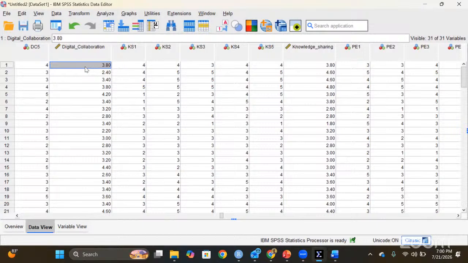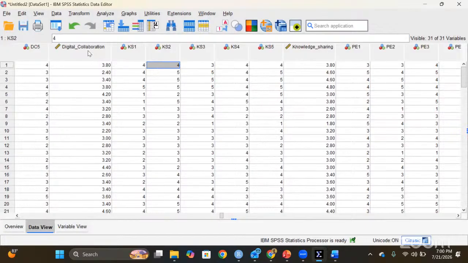So it's the same thing as this strongly agree, strongly disagree: 1, 2, 3, 4, 5. Yes, we know that 1 is less than 2, 2 is less than 3, but you cannot say that the digital collaboration between 1 and 2 is smaller than the digital collaboration between 4 and 5. So that's where ordinal becomes an issue.